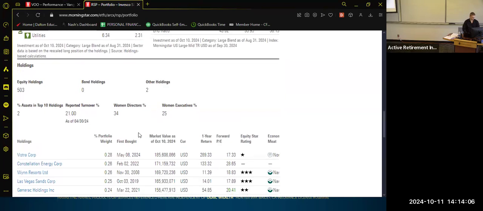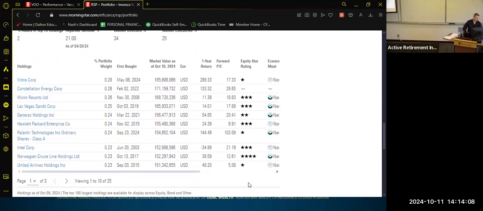Scroll down, we can see the top holdings. Yeah, and so here you'll see some companies that are familiar. But because it's equally weighted and they're all very similar, you'll see a bunch of places that I've never heard of. So it's really interesting to see.